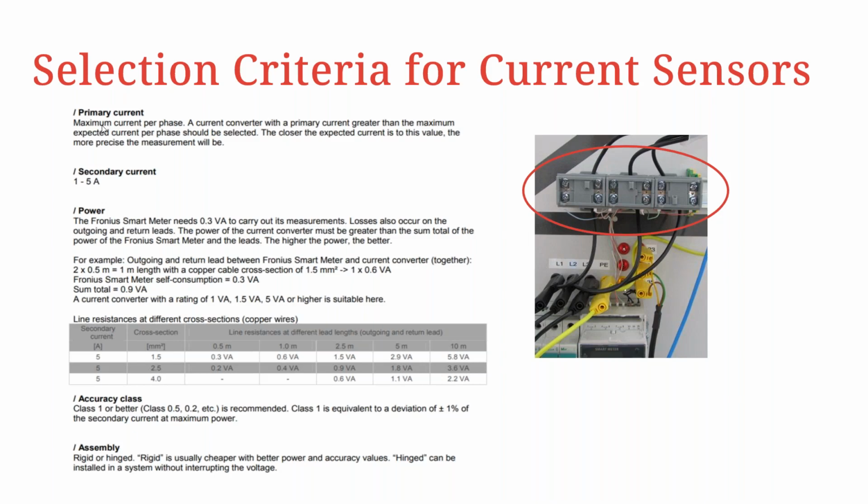The power of the current converter must be greater than the sum total of the power of the Fronius smart meter and the leads. The higher the power, the better. For example, say you've got an outgoing and returning lead between the Fronius smart meter and your current converter, together 2 by 0.5 meters, so it's 1 meter length of copper cable with a cross section of 1.5. That means it would be 1 by 0.6 VA. Then the self-consumption is 0.3, so your total sum is 0.9 VA, and that or higher is suitable.